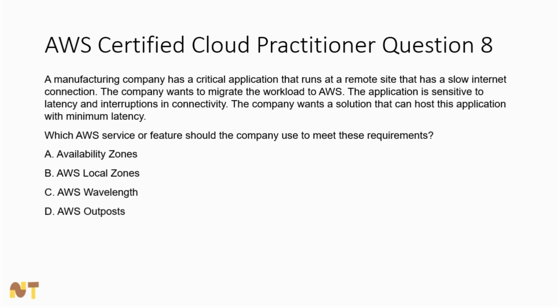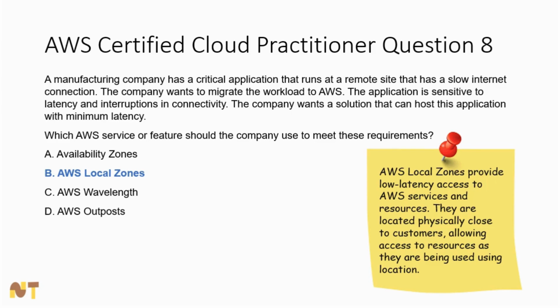Here, the requirement is to have low latency and interruptions in the connectivity. So, the correct answer is AWS local zones. Local zones are designed to provide low latency access to AWS services and resources for applications that require single-digit latency in milliseconds. They are located physically close to the customer, allowing access to resources as they are being used from that location. So the correct answer is option B, that is local zones. Here is the next question.